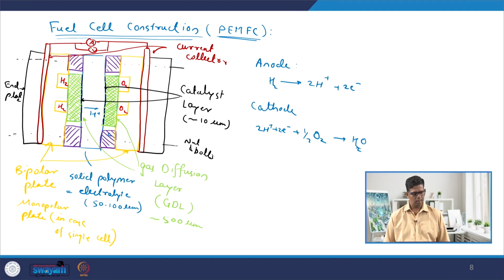So, this is how the fuel cell construction looks like. In the next class, we will also go through the actual fuel cell for a simpler demonstration and a better understanding. With that, I stop here and thank you all.